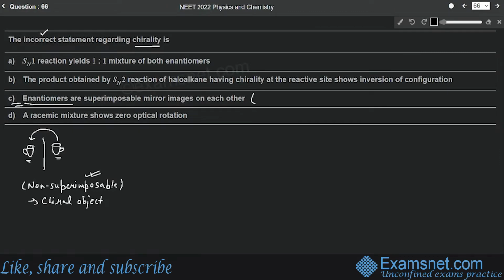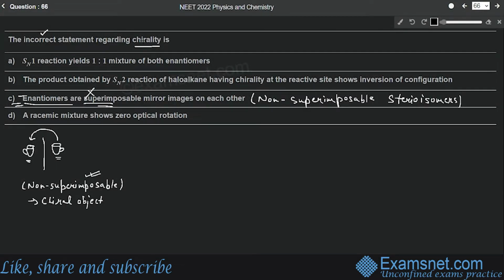Got it? So these are non-superimposable stereoisomers. And what is mentioned in the option? Here it is given that the enantiomers are superimposable mirror images, which is not true. So this is an incorrect statement. Okay, so we have already got the incorrect statement here, that is option C. But let's discuss other options as well.